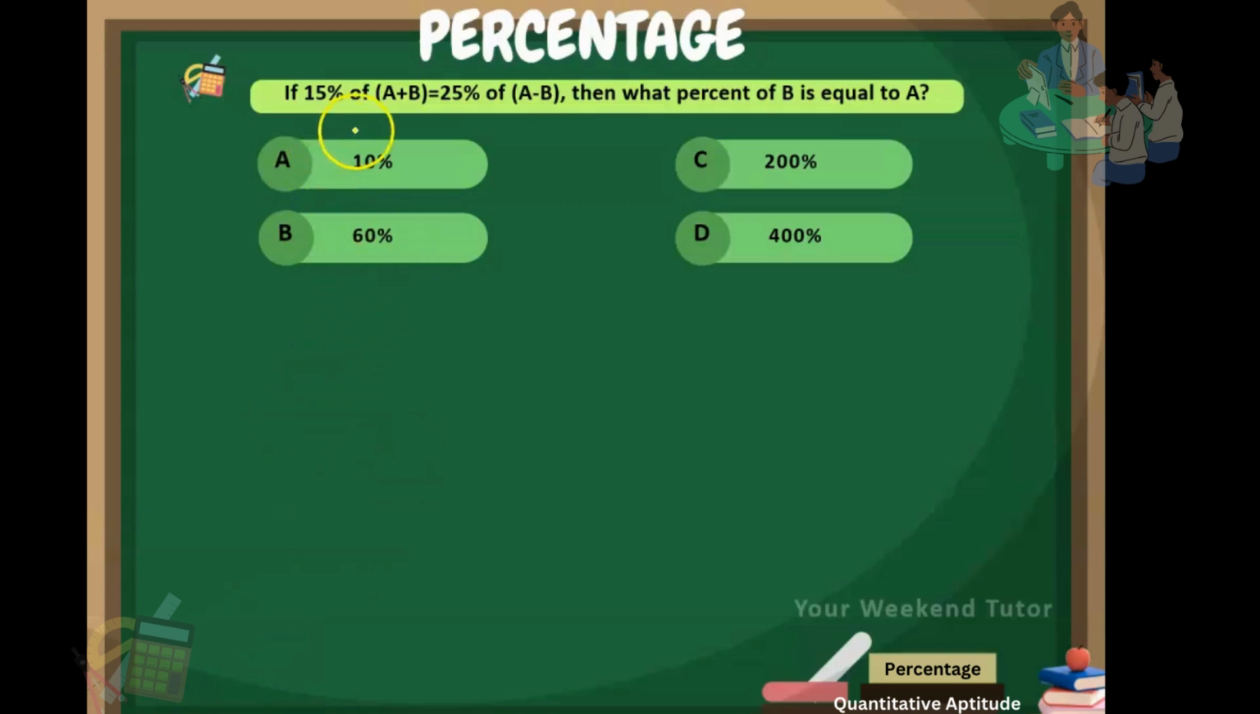The question given is: if 15% of (a plus b) is equal to 25% of (a minus b), we have to find out what percentage of b is equal to a, right?